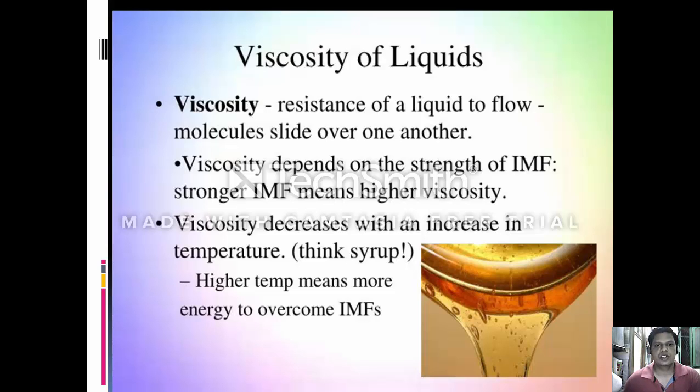So viscosity decreases with an increase in temperature. Suppose you heat the syrup, then the viscosity decreases. That is, you can say that if you increase the temperature, the viscosity of the fluid decreases.